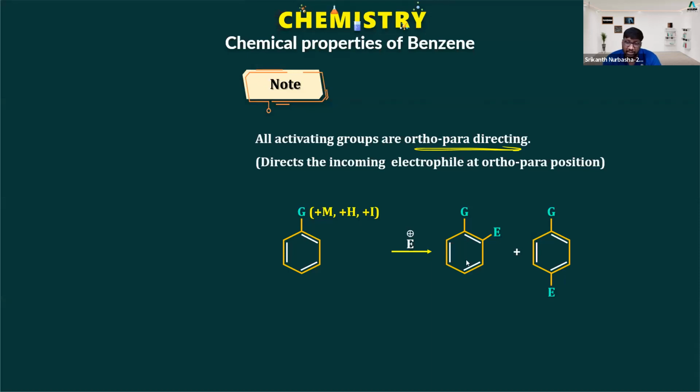Is that applicable for all cases, or are there any exceptions? Exceptional cases: generally para is major because of maintaining minimum repulsions. But in case the electrophile develops intramolecular hydrogen bonding, then ortho is major.